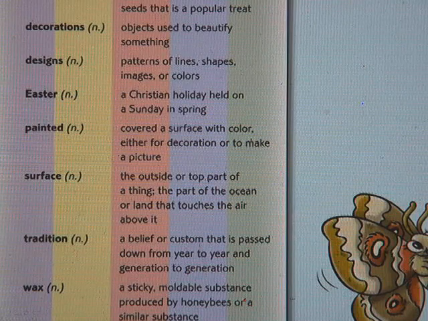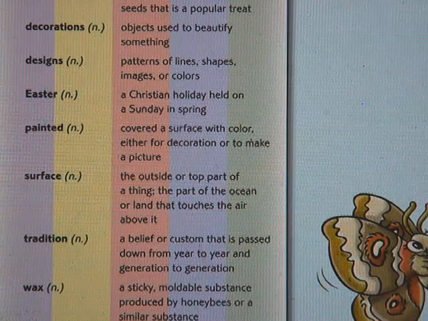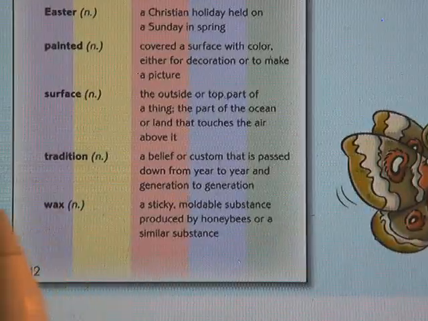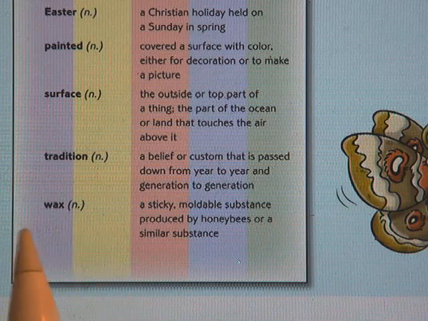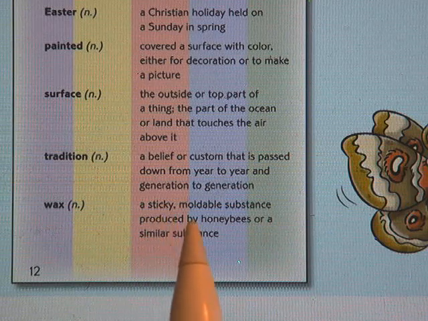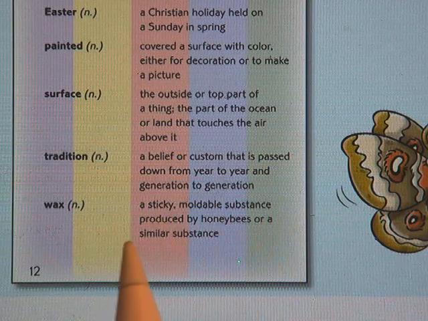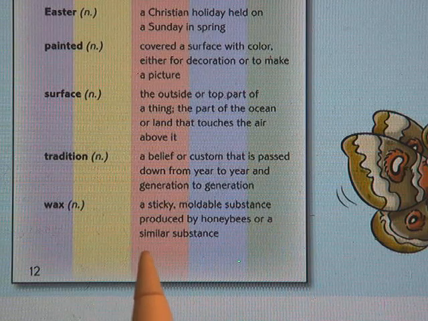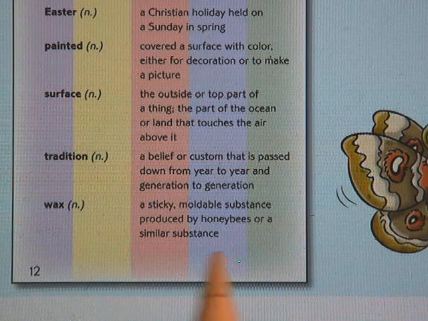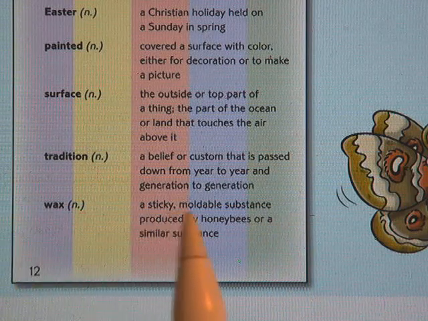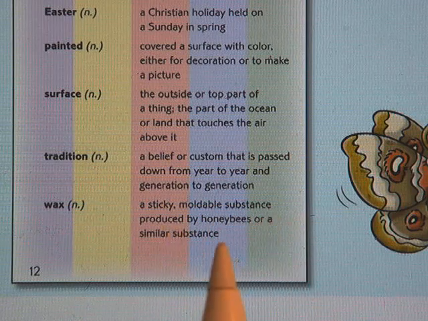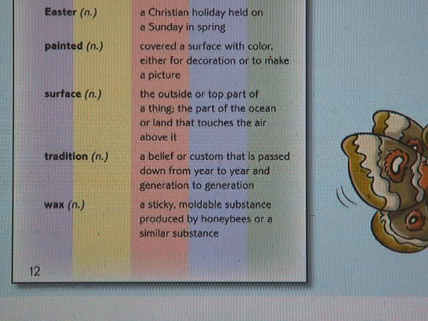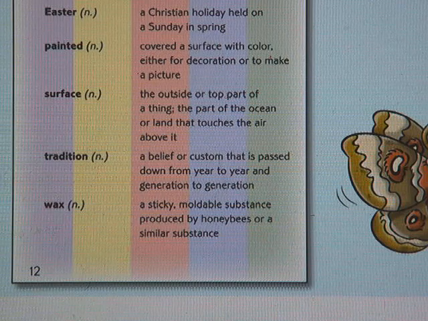And the last word is the word wax. Say wax. And again, it is a noun. Again, what is a noun? That's right, it's a person, place, or thing. Say wax. A sticky, moldable substance produced by honeybees or a similar substance. So I wonder what that word would be doing in this particular book.